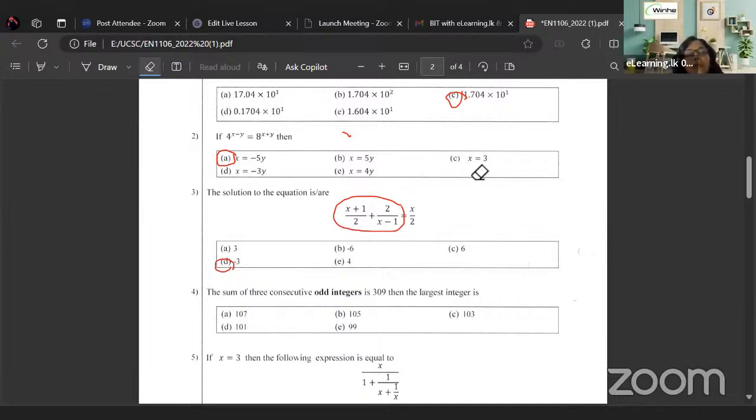Then the question number 4. The sum of 3 consecutive odd integers is 309. Then the largest integer is. How do we find this?